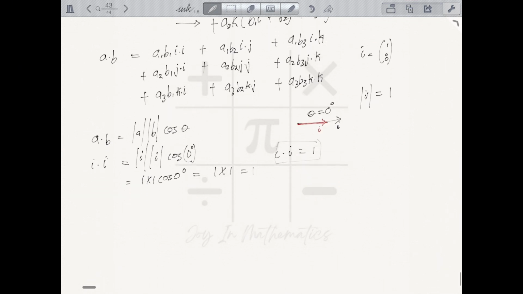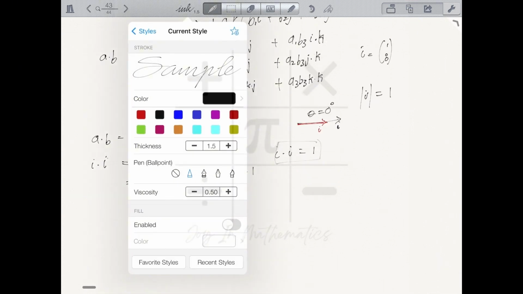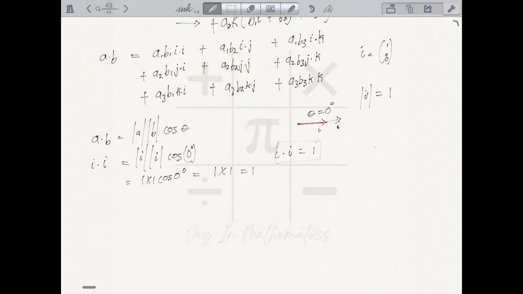Similarly, if you have j, let's say we have j in the y direction, it is being multiplied again by j.